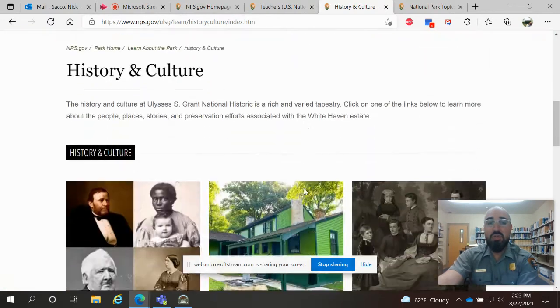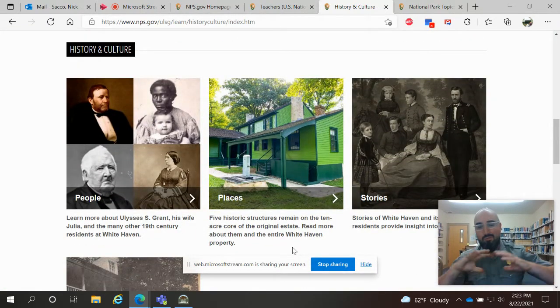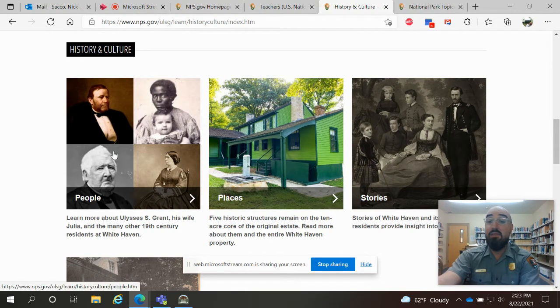So when you get to the history and culture section, there's a whole range of resources that you could utilize from this point. So for us at Grant, we have a section on the people who lived at Ulysses S. Grant's Whitehaven Estate. We have a section on places, different historic buildings, and even some other sites within the St. Louis area that you can see around the Grant site. And then for our purposes today, the stories section. So there's an image of Ulysses S. Grant's family with the text that reads stories.